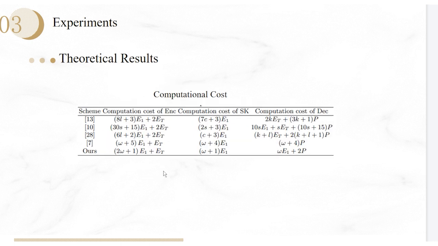As shown in the table, the computational overheads of the schemes in literature 13, 10, 28 increase linearly with the number of attributes. The computational cost of literature 7 and the proposed scheme are only related to the number of wildcards. Typically, the number of wildcards will be much smaller than the number of attributes.